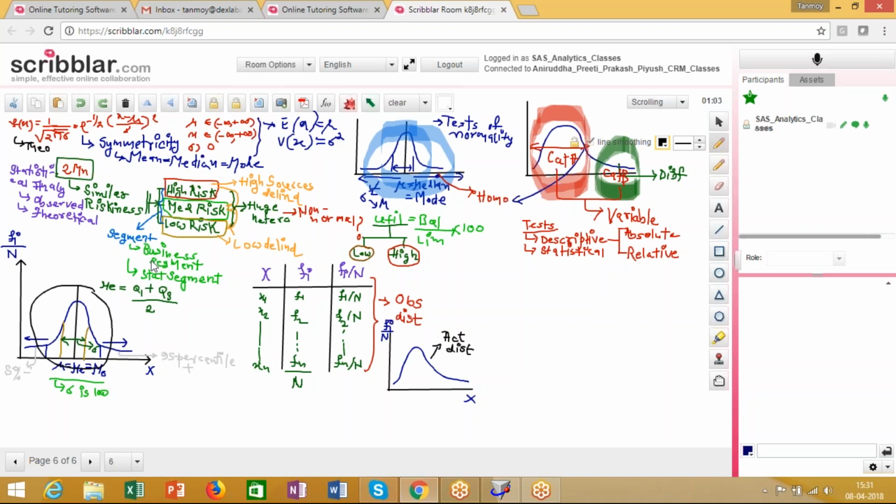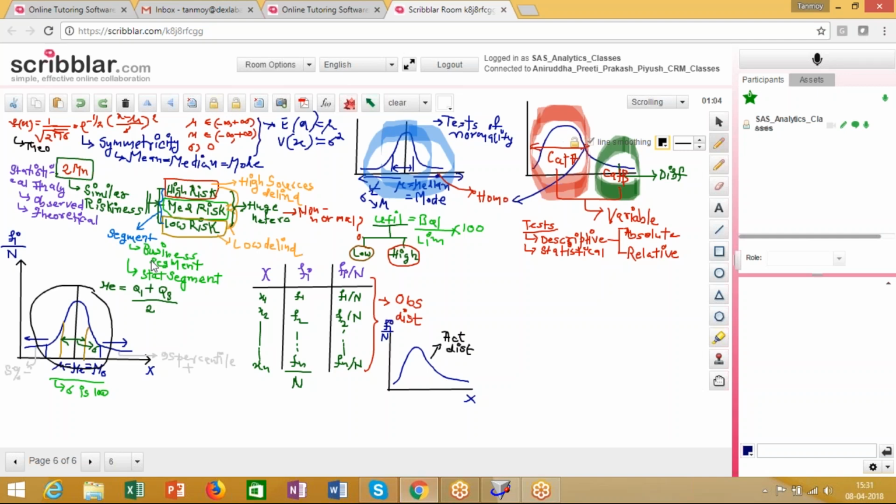What we'll do is we will compare the relative frequency distribution, or the observed relative frequency distribution, with the theoretical value, and from there we'll take our decision whether that variable follows normal distribution or not. Clear? So by comparing the actual and the theoretical distribution, we will try to decide.